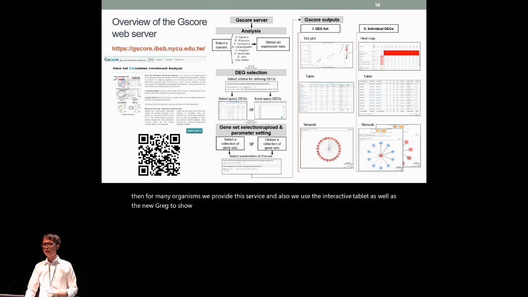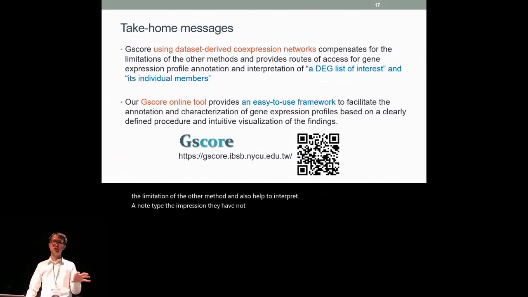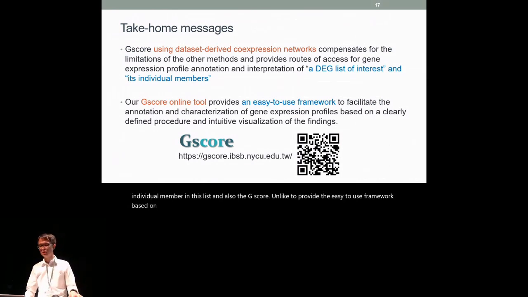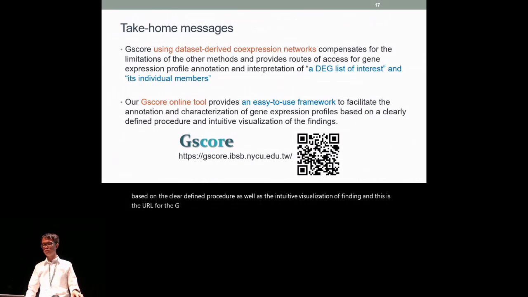The take-home message I would like you to summarize is that G-score uses the dataset-derived correlation network to compensate for the limitation of the other methods, and also helps to integrate and annotate gene expression data, not only for the DEG list, a group of DEGs, but also for individual members in this list. Also, the G-score online tool provides an easy-to-use framework based on a clearly defined procedure, as well as intuitive visualization of findings. And this is the URL for G-score, or you can scan the QR code.